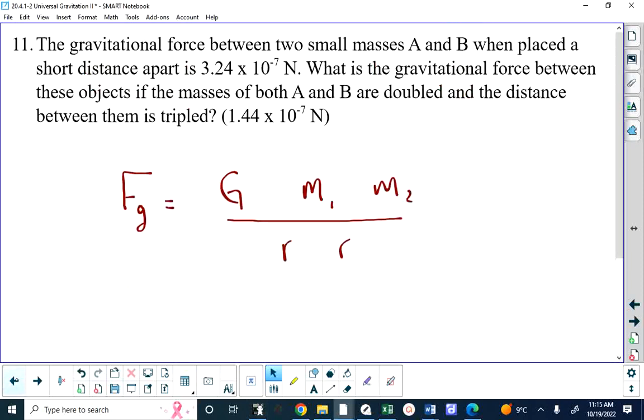And really looking over here, let's talk about the m's now. Since these masses are on the top, whatever happens to the masses will happen to the force. If I double one of those masses, the top of that fraction becomes twice as great. So the whole fraction, which is the force, becomes twice as great. Okay?